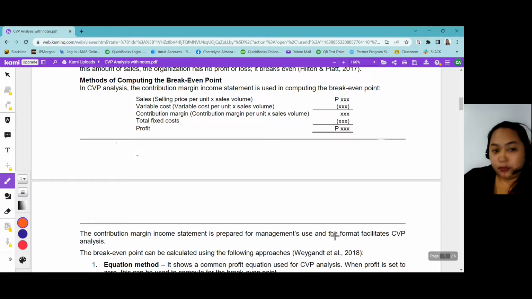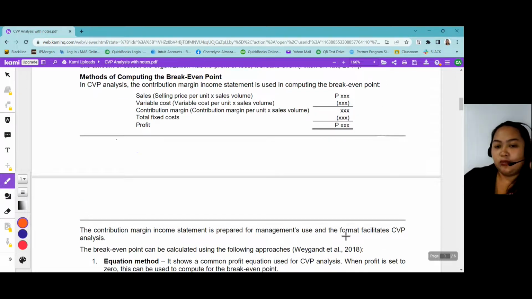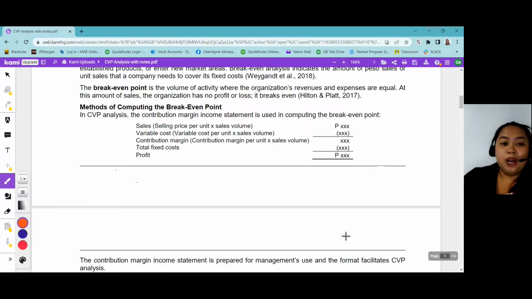Okay? So, tignan muna natin kung paano ba nako-compute yung profit pag ang ginagamit natin is yung contribution margin income statement. Sa contribution margin income statement, we deduct first the variable cost, whether period or product cost yan, basta variable cost yan, dinideduct muna natin yan sa sales. Okay? So, your sales less your variable cost is equals to your contribution margin. And then, we deduct our fixed costs at ito yung ating profit.